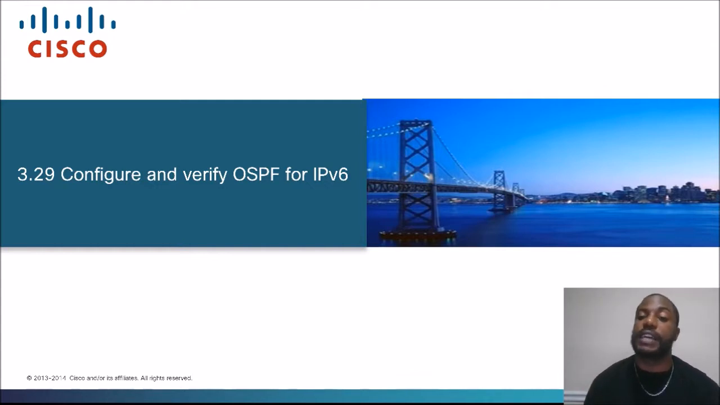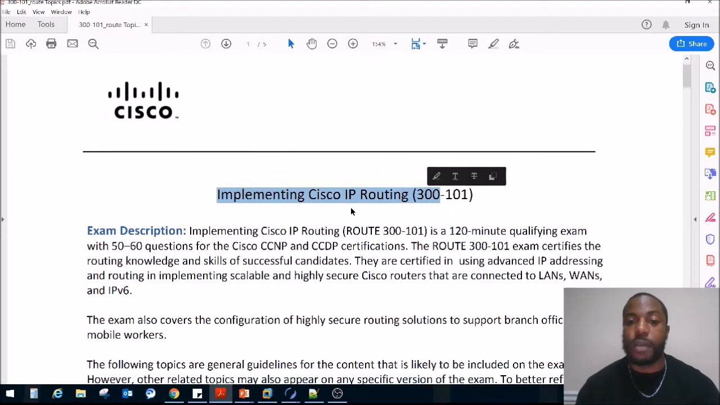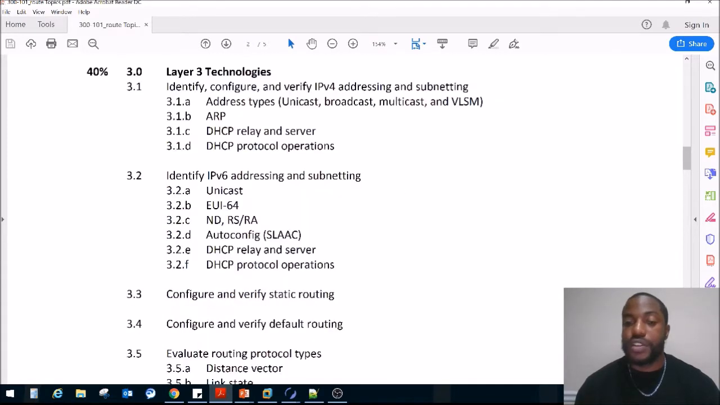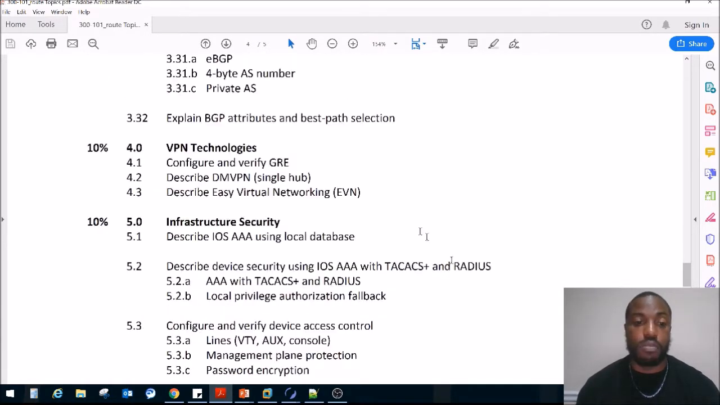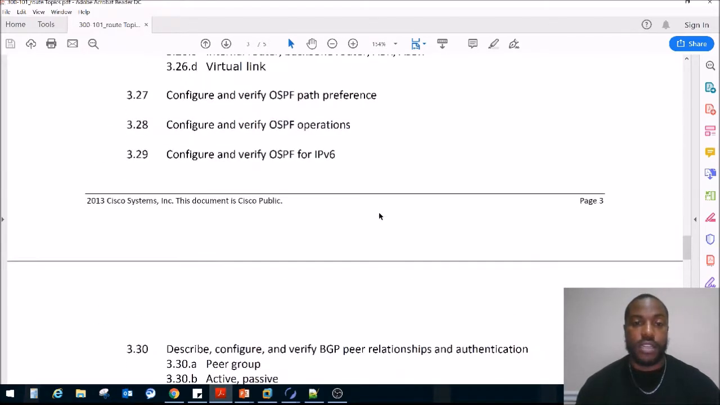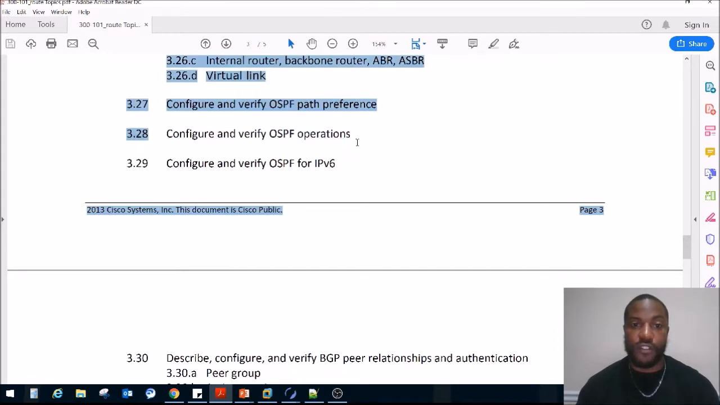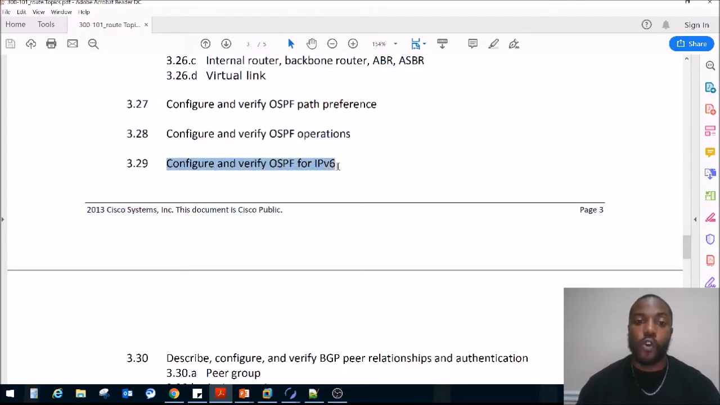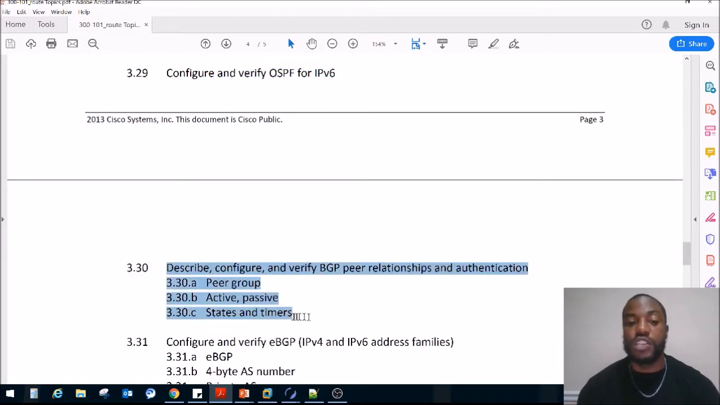Let's take a look at the exam blueprint, see where we came from or where we're headed. Again, implementing Cisco IP routing, exam code 300-101. This may or may not transition into the new exam, CCNP Enterprise. And we just wrapped up the section, configure and verify OSPF operations. Today we are going to move on to OSPF for IPv6. Then we're going to finally move away from OSPF and move on to the BGP section.